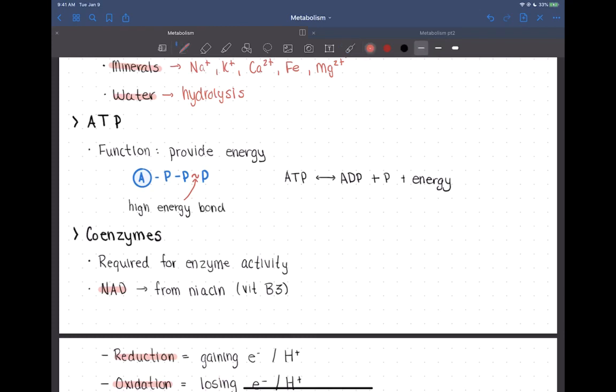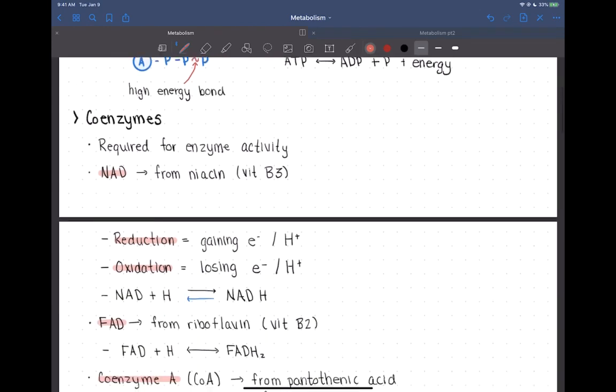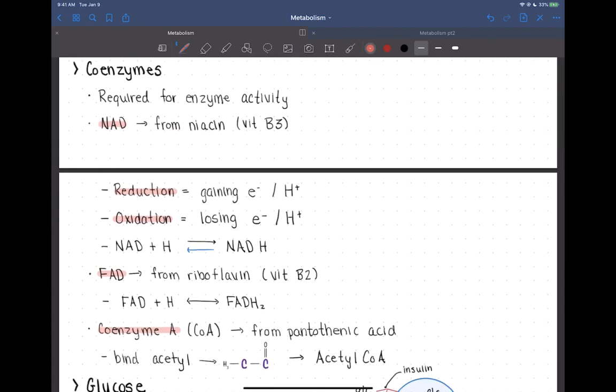Okay, now this next section is going to be new information, and it's going to be very important for aerobic respiration and understanding the process. Okay, and so this is going to be a new category of molecules called coenzymes. And so coenzymes are molecules that are required for enzyme activity. Okay, so they help enzymes do their job. All right, and our first coenzyme is NAD.